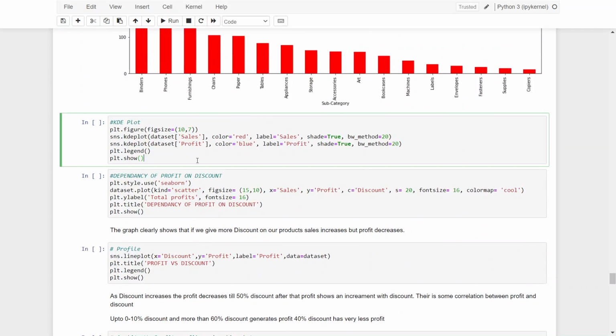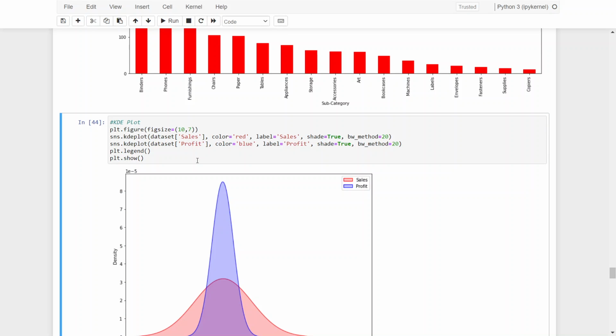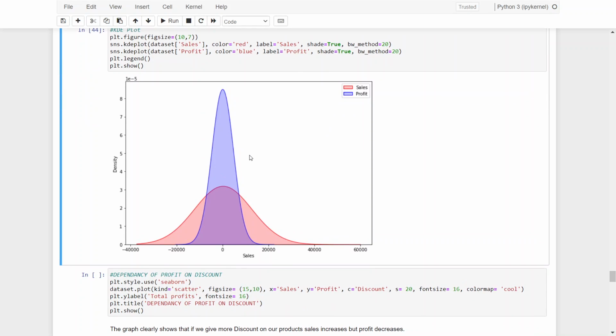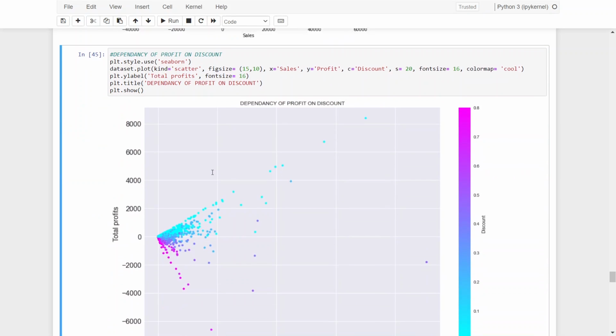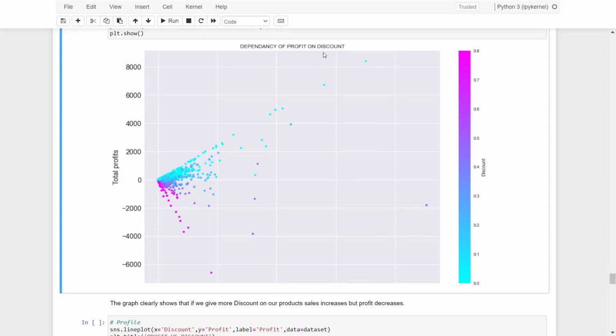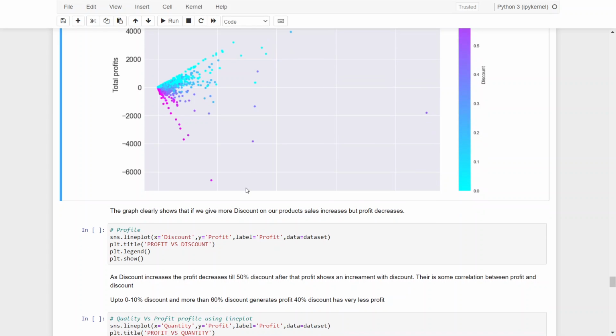After that, I am going to run the KDE plot between the profit and sales. After that, I am going to plot the dependency of profit on the discount. Now this is the dependency of the profit on the discount, and this graph clearly shows that if we give more discount on the products, sales increases, but the profit decreases. You can understand it.